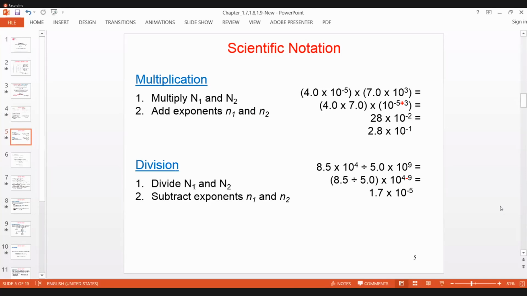And in multiplication and division, in multiplication, these powers will be added. 3 plus 5 and minus 5 is here, so minus 5 plus 3, so it should be minus 2. So this is simply multiplication and division. You also know the mathematics.